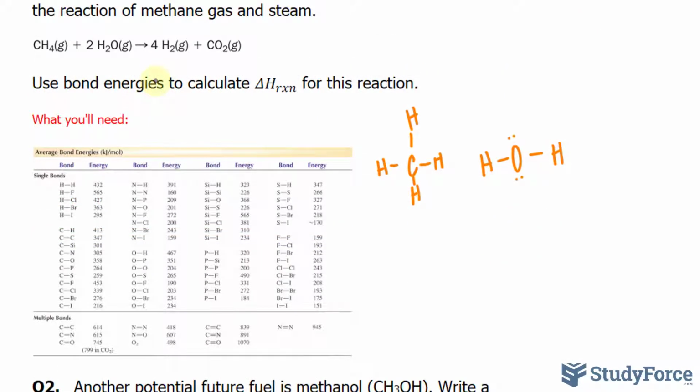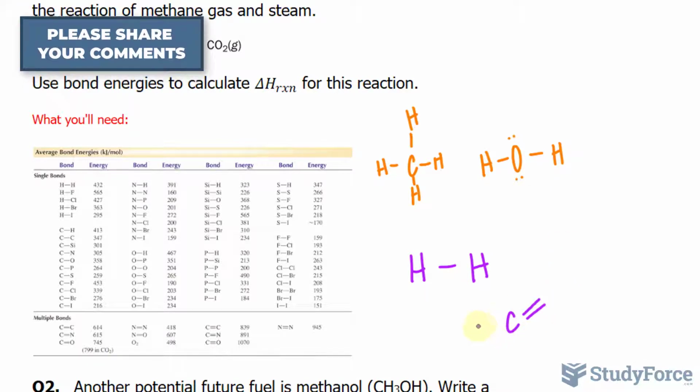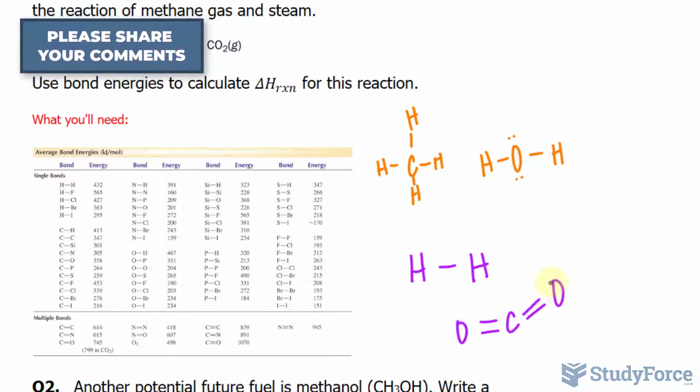Now we do the products. The Lewis structure for H2 will be 2 hydrogen atoms held together by a single bond, and the Lewis structure for carbon dioxide is carbon with 2 double bonded oxygens. Just like that.